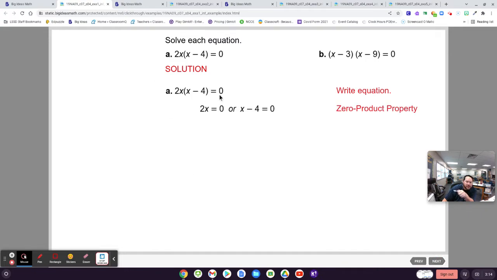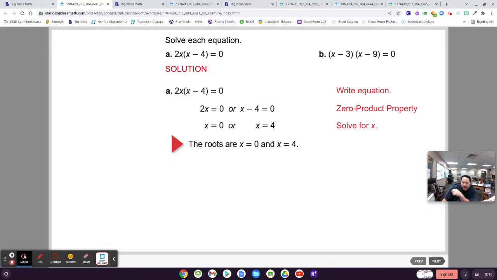So 2x being 0 is one of our options, or x minus 4 equals 0 is the other option. You solve them and you get 0 or 4. Those are called the roots. The solutions to our equations are called the roots. So 0 and 4 are the roots of this first equation. Now, knowing that, see if you can figure out what the roots are for this second one.